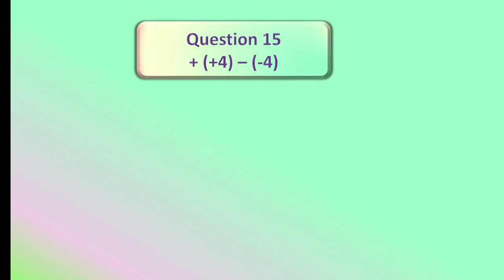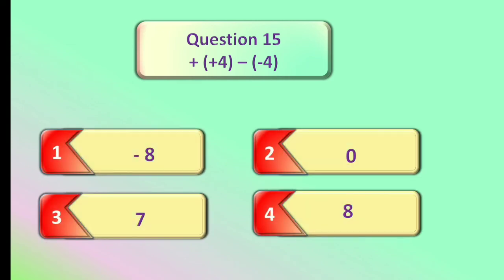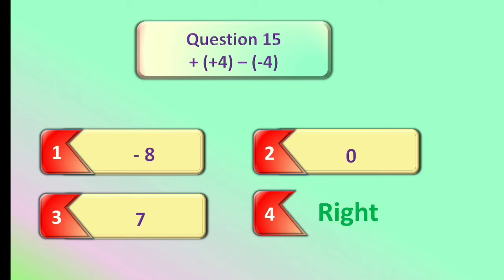Next question, question 15. Plus within bracket plus 4 minus within bracket minus 4. 4 options. After opening the bracket, we will have 4 plus 4. It will give you 8. Fourth option is correct while other options are wrong.